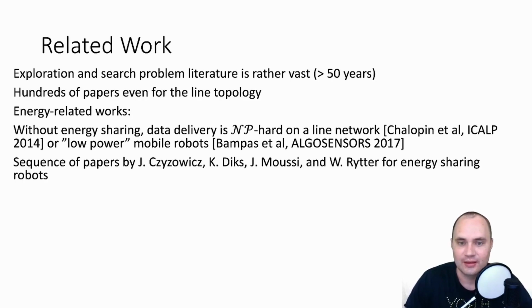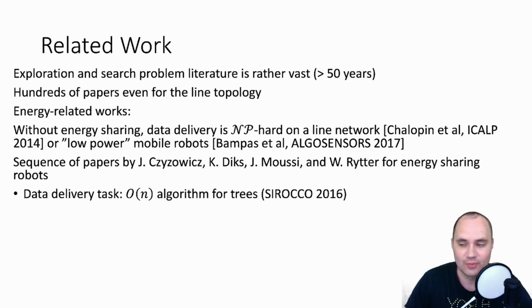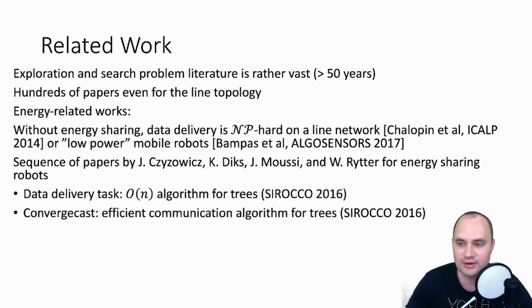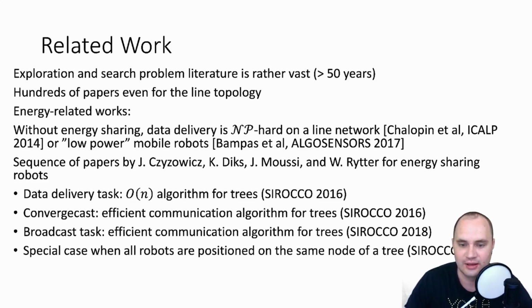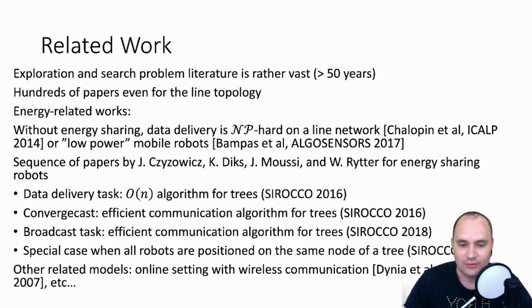Now, there has been a sequence of papers by Shizovich et al. that consider energy sharing model. And they studied several different tasks and have provided some efficient algorithms for restricted topologies, and the tasks include data delivery task, convergecast, broadcast, and there are, of course, other related models that have been studied, such as an online setting, where there is wireless communication between robots, but there is no centralized authority and the graph is not known in advance.